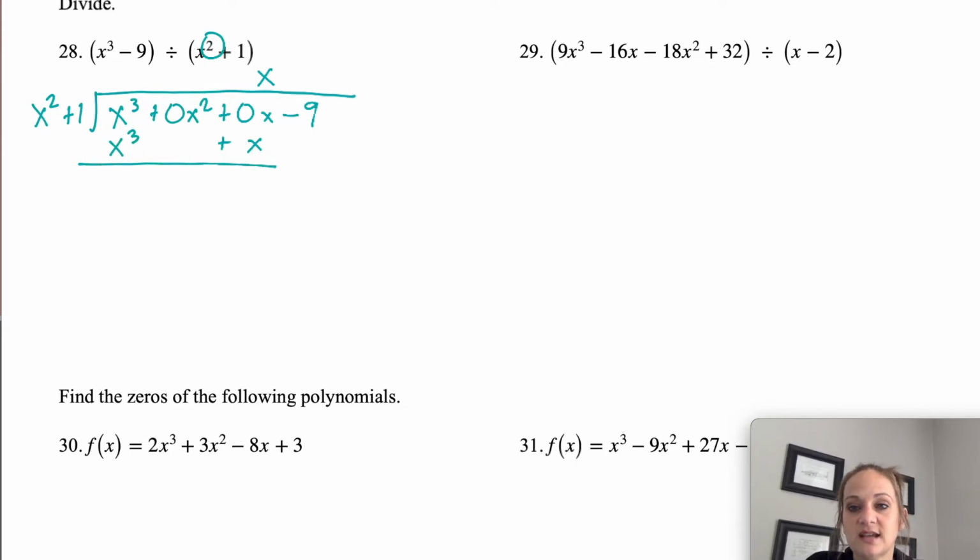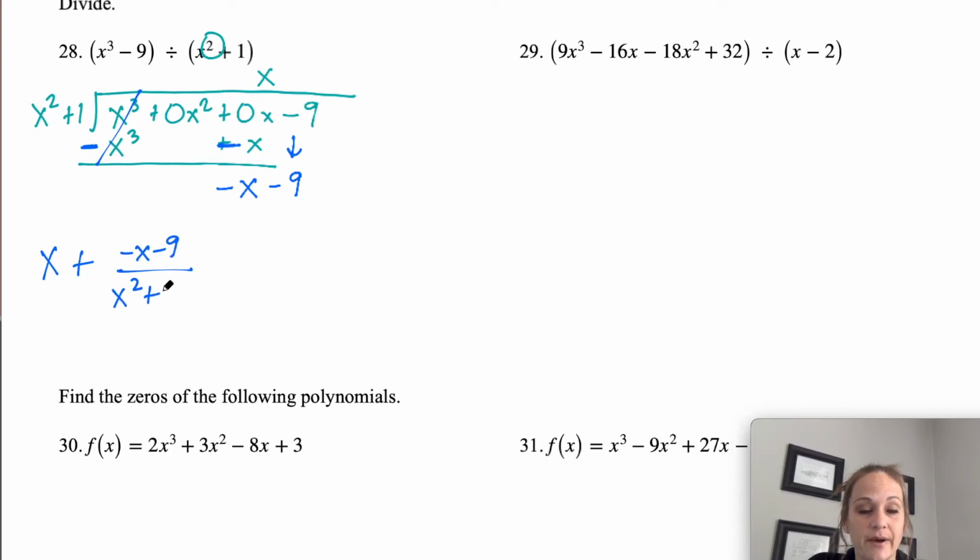Now you need to change the signs because you're subtracting. So I'm going to make that a minus, and I'm also going to make that a minus. That cancels. 0x squared is just 0. And 0x minus x is a negative x. And then I'm going to bring down my minus 9. I cannot do x squared goes into x because that has a larger exponent, and so you're done. The final answer is going to be x squared plus 1. Nope, just kidding. No, it's not. Our final answer is the top number, which is x, and then the remainder over what you had divided by. And that would be our final answer.